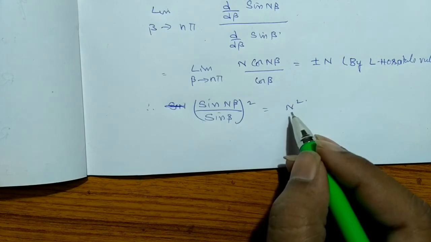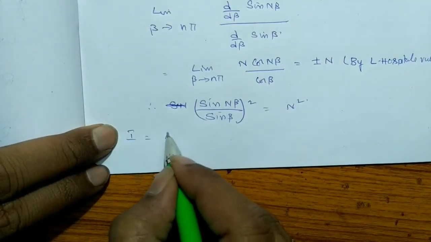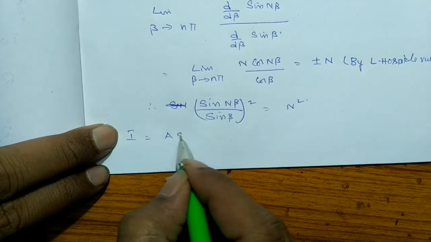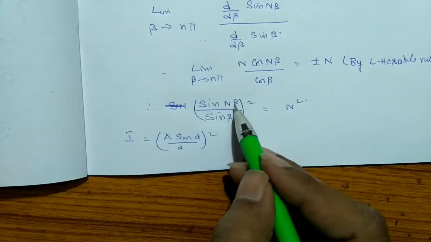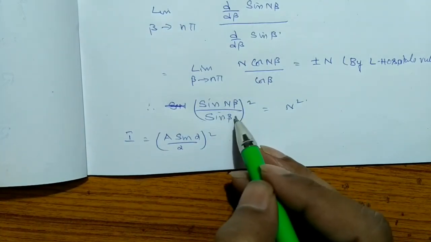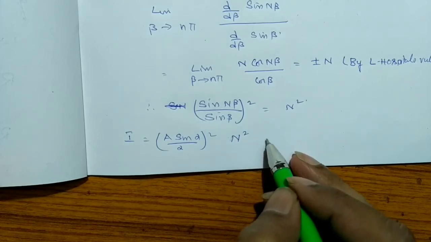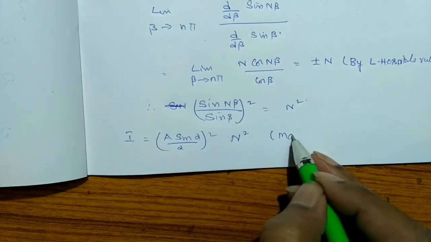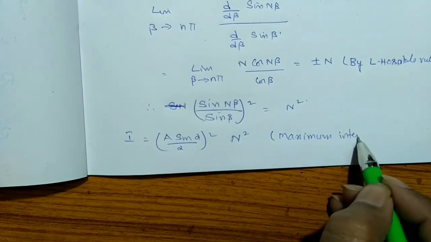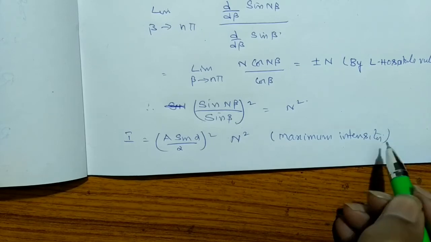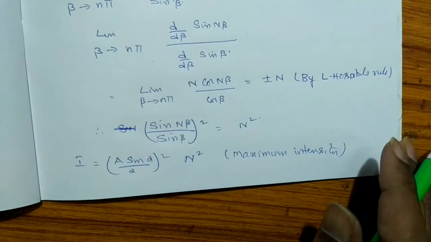This gives the maximum intensity. Therefore the intensity I is equal to (A sin alpha by alpha) square into (sin nβ by sin β) square. At this position I have to substitute n square, which is called the maximum intensity. This principal maximum gives maximum intensity.